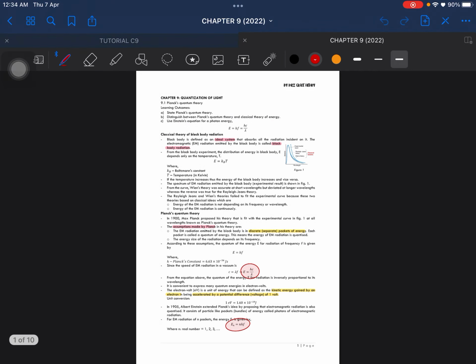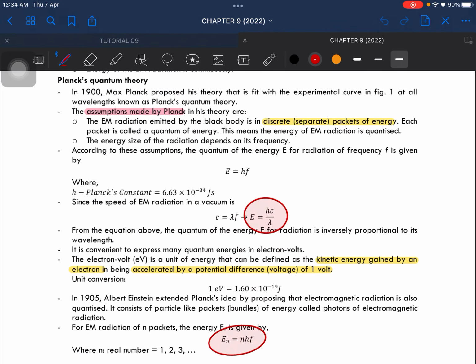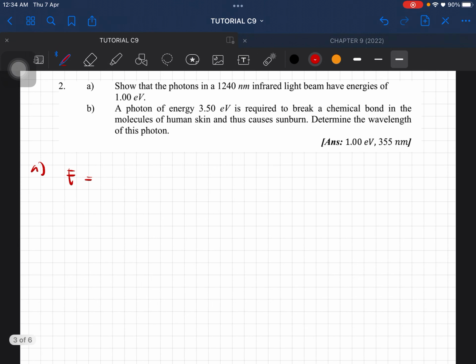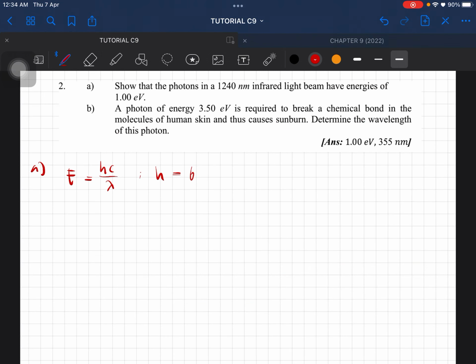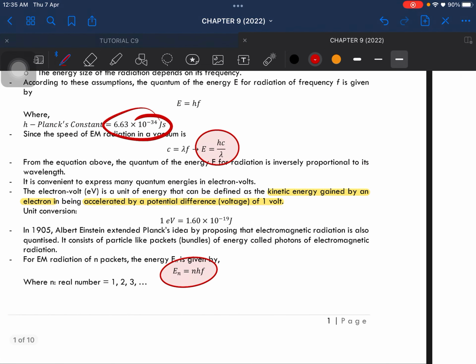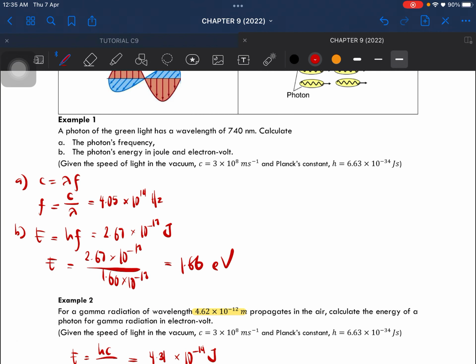So E is going to be equal to hc over lambda, remember? So we are going to use that formula. So E is equal to hc over lambda, where h is equal to 6.63 times 10 to the power of negative 34 joule second, I think. And then c is the speed of light, which is just 3 times 10 to the power of 8 meter per second. I think so. It should be, right?